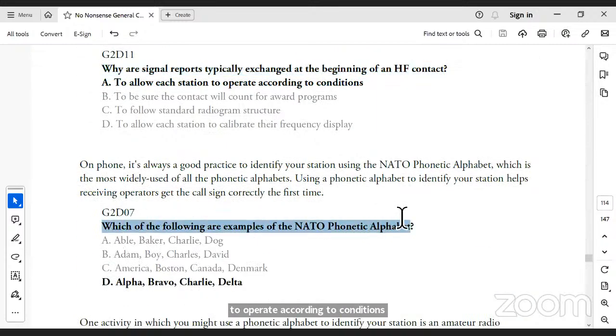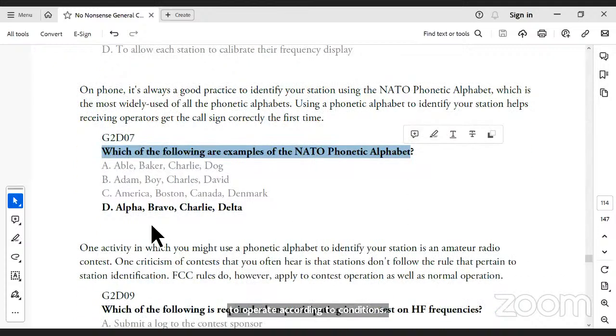Which of the following is an example of the NATO phonetic alphabet? Alpha, Bravo, Charlie, Delta are examples. Not Able, Baker, Charlie, Dog. There is no Adam, Boy, Charles, David, and certainly not America, Boston, Canada, Denmark. Those are not the official NATO phonetic alphabet. It's Alpha, Bravo, Charlie, Delta, Echo, Foxtrot, Golf, etc. So the official NATO phonetic alphabet, please learn.